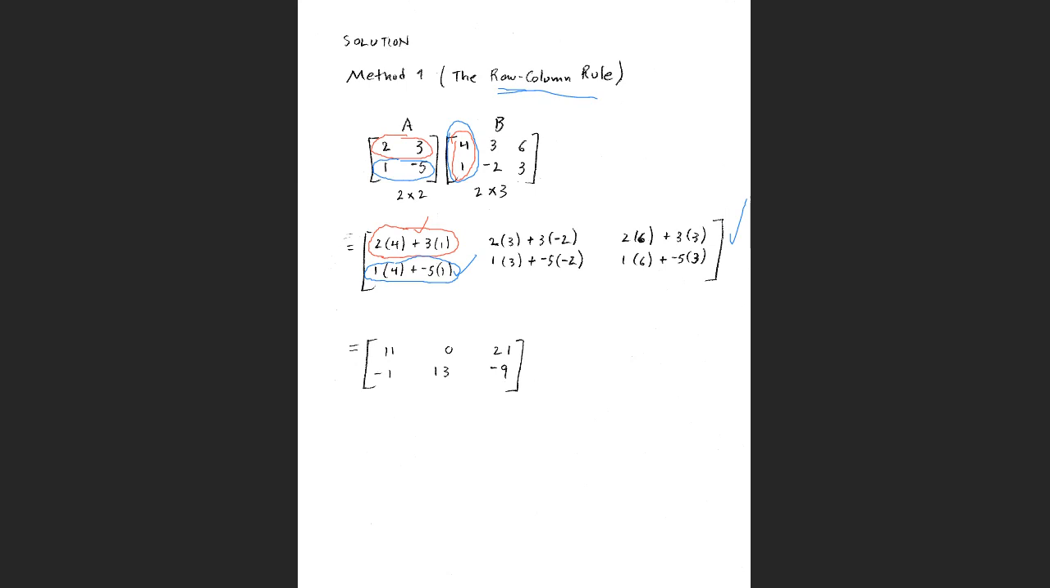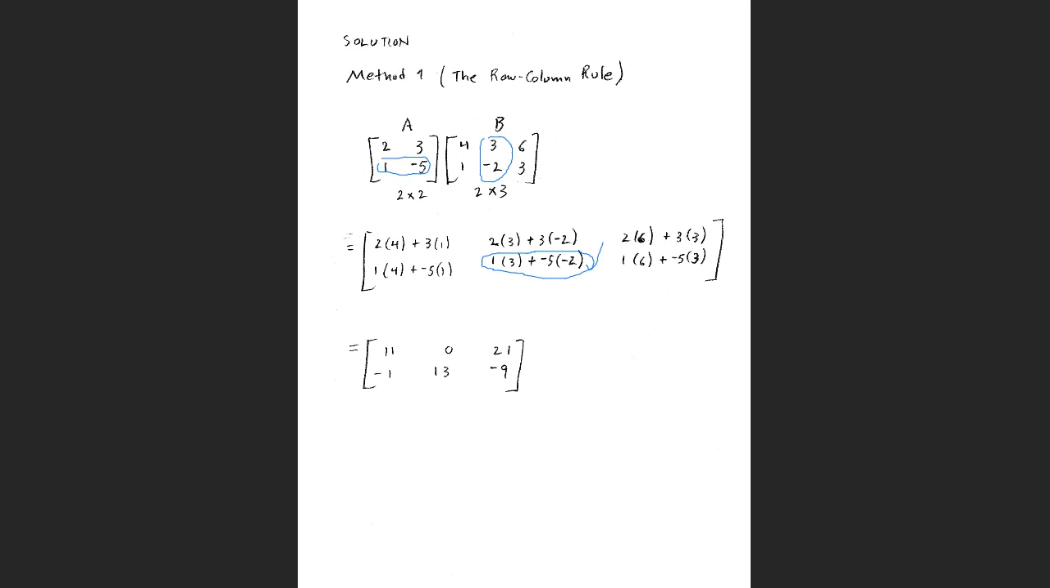Let's do one more. Let's look at this right here. That entry is in the second row and the second column. So to get that entry in the product matrix, you have to take the second row of matrix A and multiply by the second column of matrix B. And that's why they call this the row column rule. And so you can get the other values similarly.